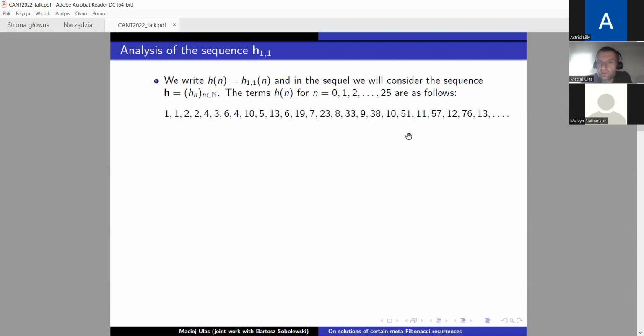In order to simplify the notation, we just write H(n) for H_{1,1}. And here are the first 26 terms of the sequence H: 1, 1, 2, 2, 4, 3, 6, 4, 10, 5, and so on. We can observe that in this sequence there are strings quite similar to the natural numbers 1, 2, 3, 4, 5, 6, 7, and this is not an accident.